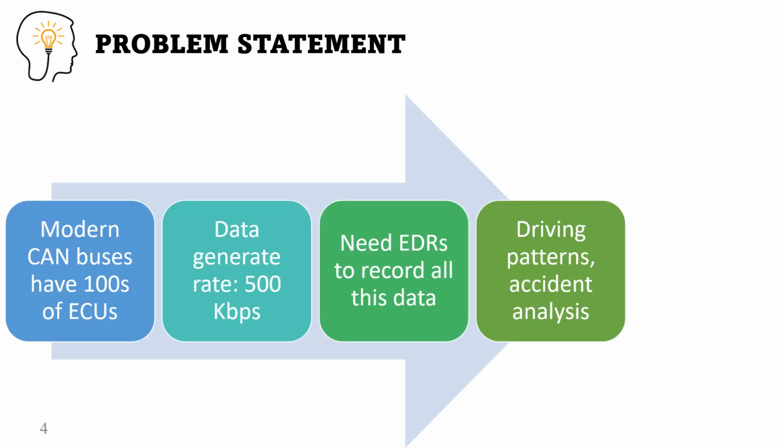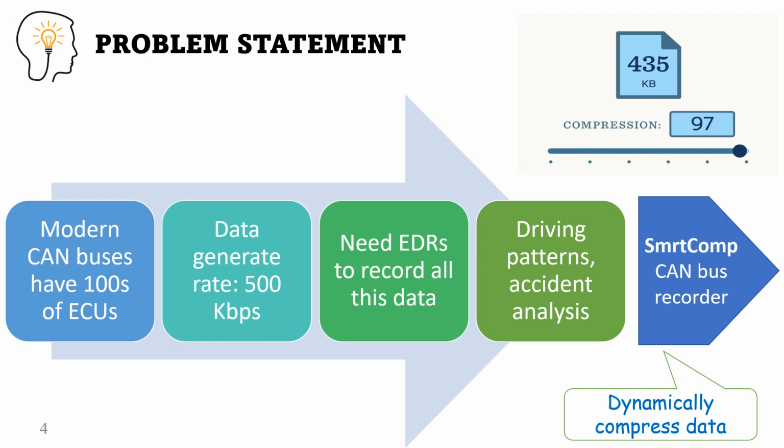Modern cars have 100 plus ECUs, and CAN is the de facto standard for this ECU communication, on which data is generated at a rate of 500 kbps. This data, when stored, can be used for many purposes like fault analysis, driving pattern analysis, accident analysis, performance monitoring, and others. So here we propose a novel solution to store this CAN bus data, which is SmrtComp, and this dynamically compresses the CAN data.